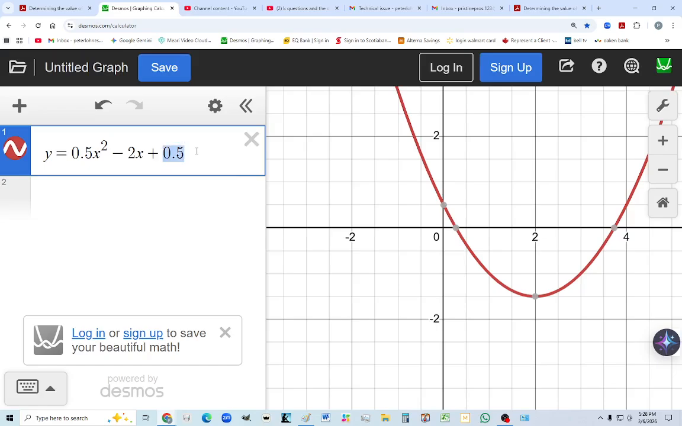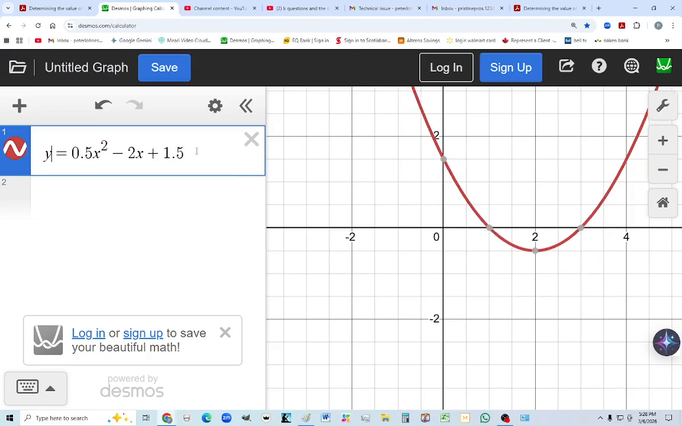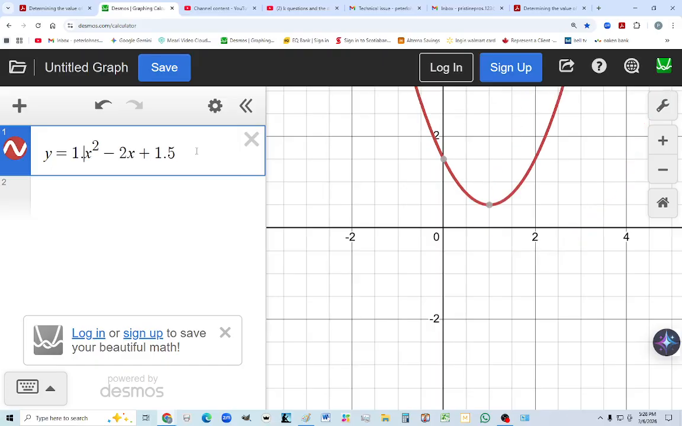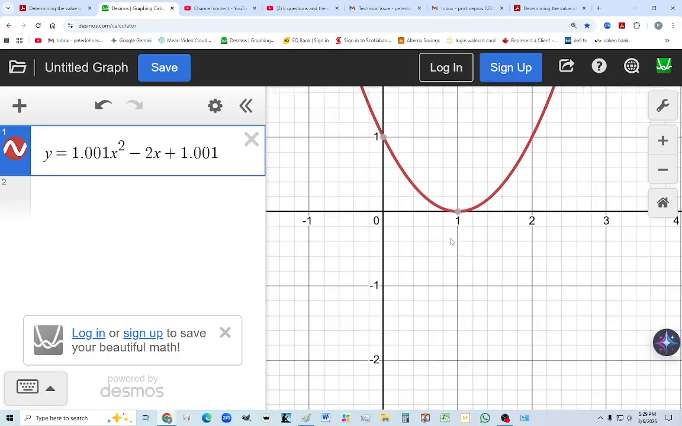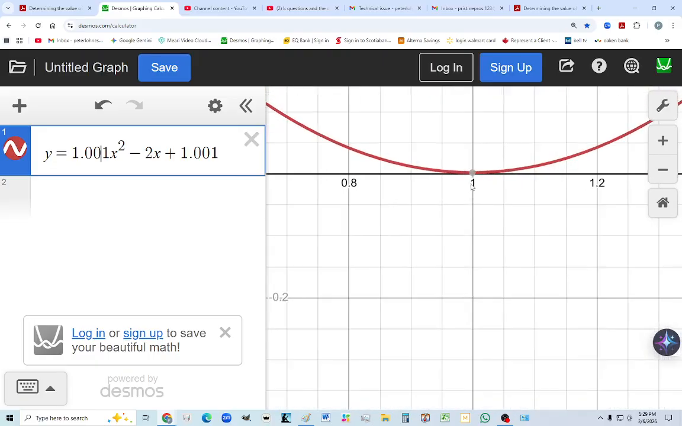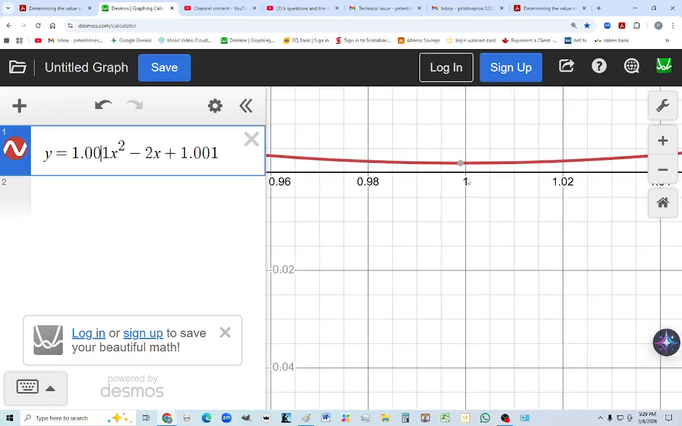But anything that's above 1, 1.5 and 1.5, we can see it's above the x-axis. Even with 1.1 and 1.1, it's above the x-axis. Even 1.001 and 1.001. So any value above 1, and you might say, oh, no, that's touching. When you zoom in, it's not touching. So that means any value above 1 or below minus 1, we have no real roots, which was the solution we came up with, I think.